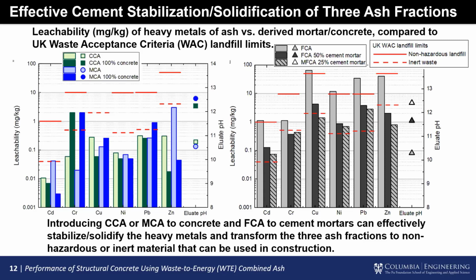As we can see, the leachability of heavy metals was controlled by three reasons. The first one is the concentration of heavy metals in the ash samples themselves. The second reason is the mineralogy of the ash. And the third one is the eluate pH for the leaching samples.